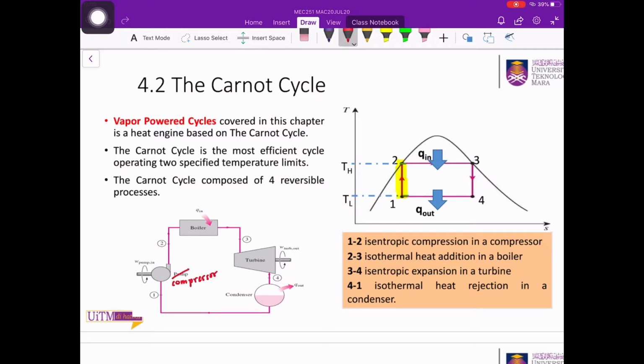For process 1 to 2, it is isentropic compression in the compressor. Process 2 to 3 is isothermal heat addition in a boiler. For process 3 to 4, it is isentropic expansion in the turbine. And process 4 to 1 is isothermal heat rejection in the condenser.